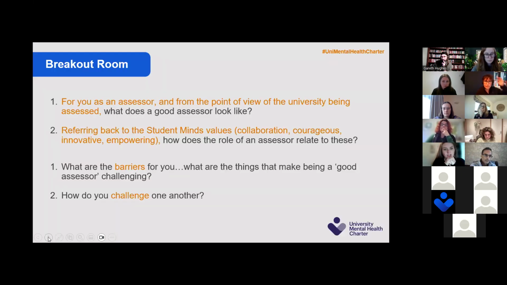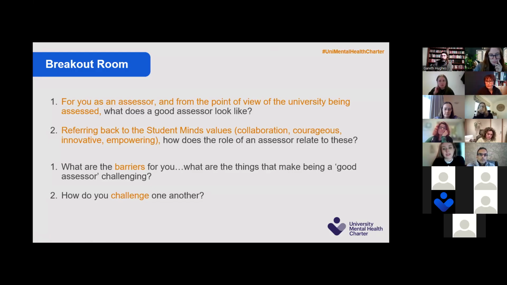So the first question, for you as an assessor and from the point of view of the university being assessed, what does a good assessor look like? And then the second question, referring back to the Student Minds values of collaboration, courageous, innovative and empowering, how does the role of an assessor relate to these? We had some really interesting feedback in November, so it'll be really interesting to compare what you all feel.